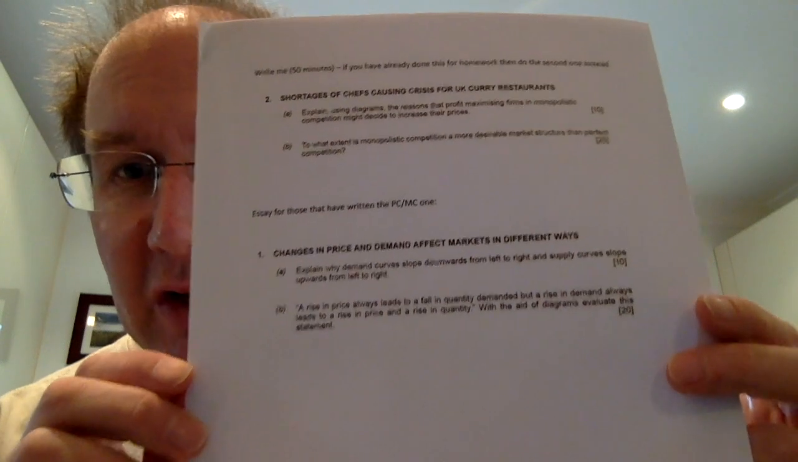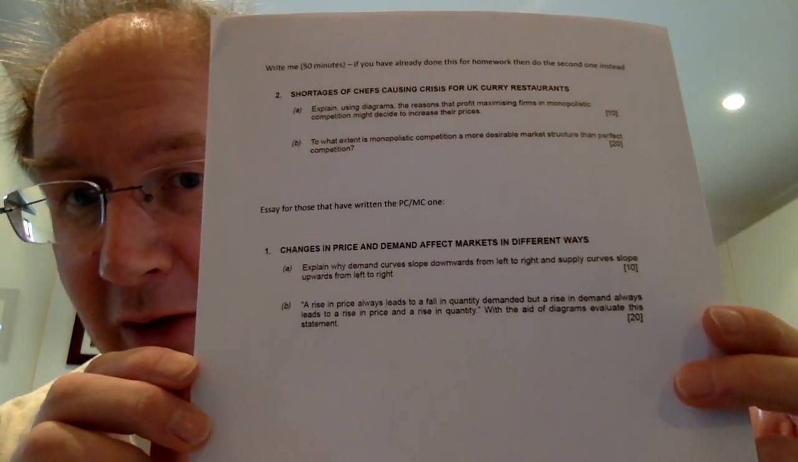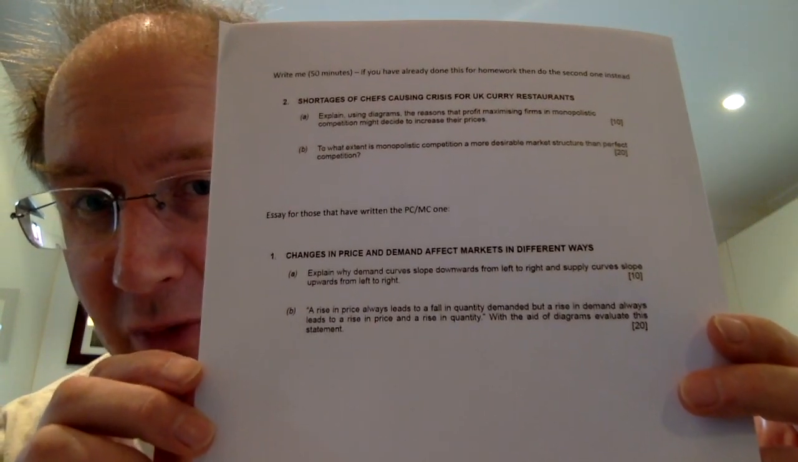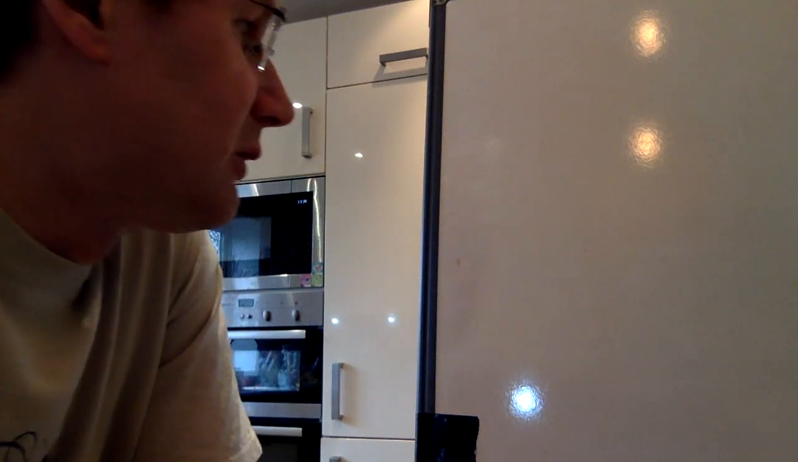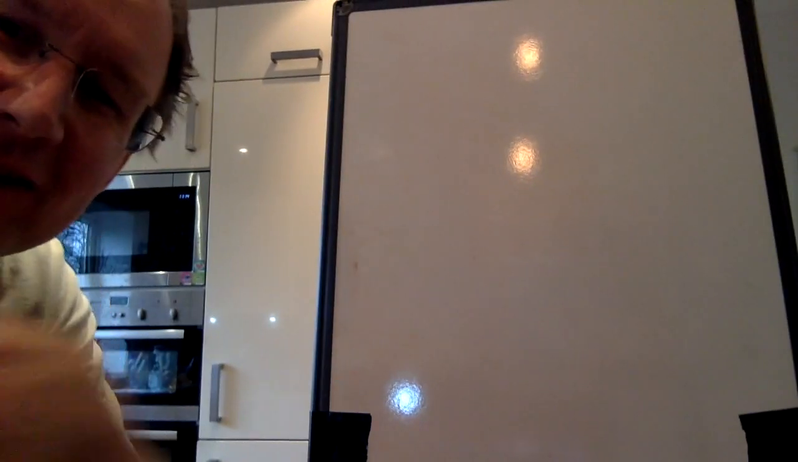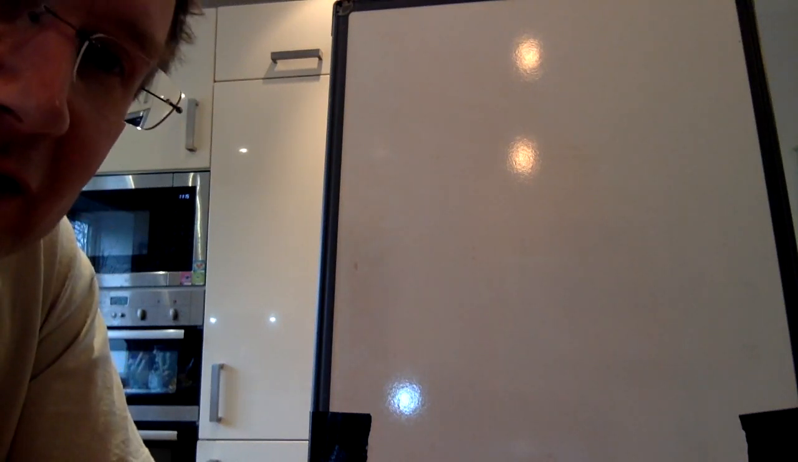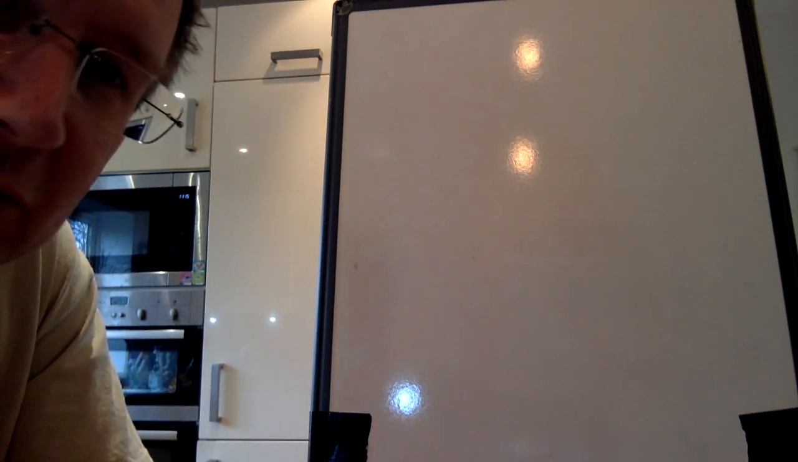Okay. So, 1A, explain why demand curves slope downwards from left to right and supply curves slope upwards from left to right. Technically there's no requirement to draw a diagram, but obviously everybody did. What was tending to happen here is that there were two types of answer, good ones and bad ones. The good ones tended to make use of economic theory, and the bad ones just described what was happening.